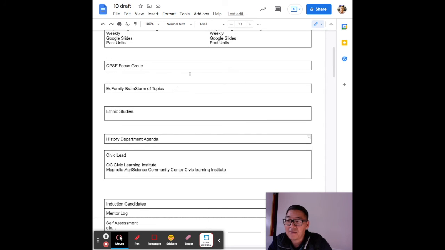You could also see here I have a section for EdFamily brainstorm of topics. So sometimes during the day I'll have an idea, but I don't have the time during the day to actually really bring it out. But I don't want to forget it either. So I'll quickly jot some ideas down, and then just put it in a space so that I can remember to find it later.